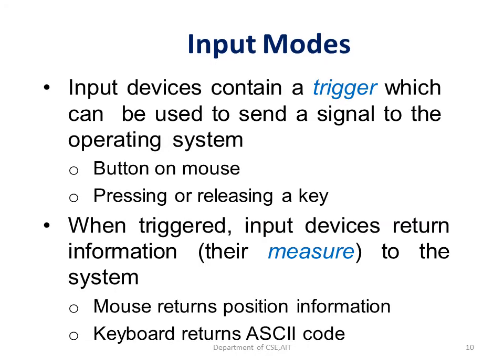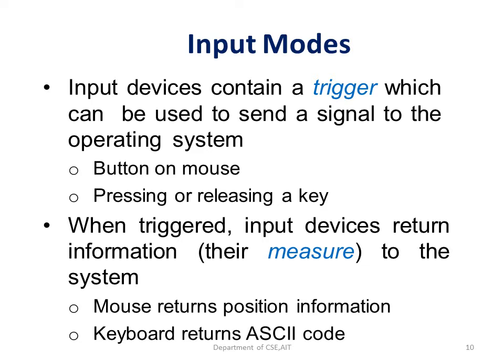The manner by which the input devices provide input to the application program can be described in terms of two entities, that is a measure process and a device trigger. The measure of a device is what the device returns to the user program. The trigger of a device is a physical input on the device with which the user can signal the computer.